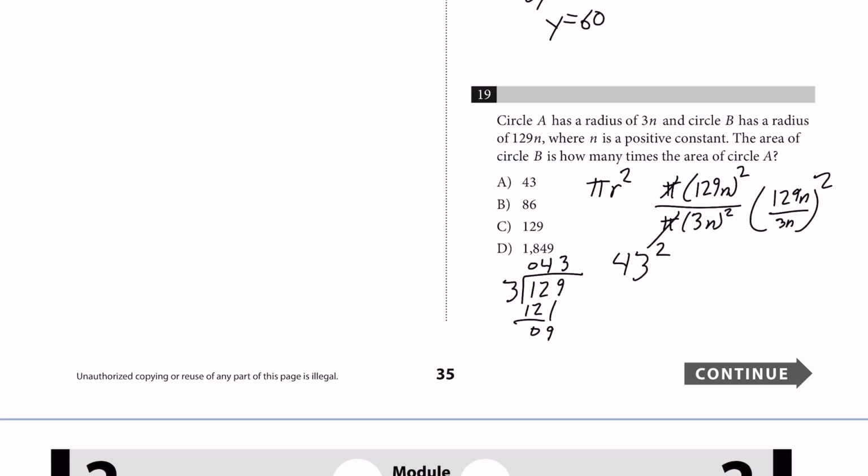So when we look at which of these could be equivalent to 43 squared, it's clearly not 43. It's clearly not 43 times 2. And it's clearly not 43 times 3. So the only answer choice left is D. If you were to actually calculate this out, you would see that 43 squared is 1,849.